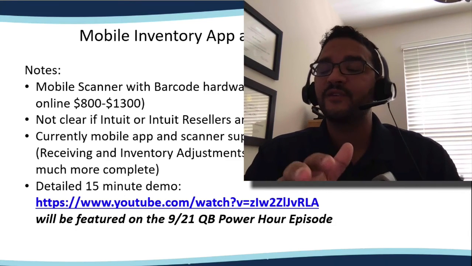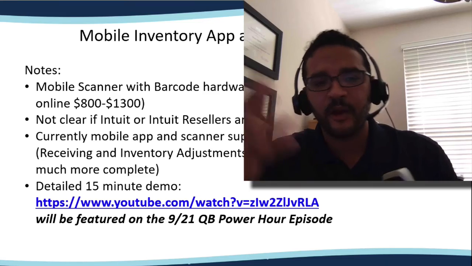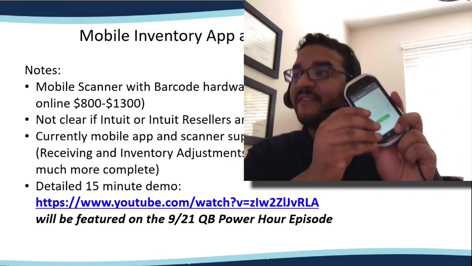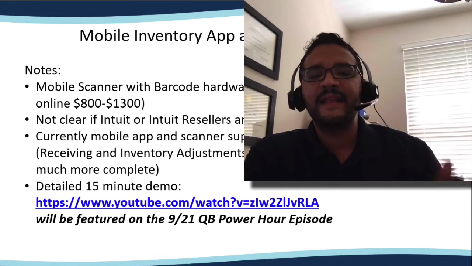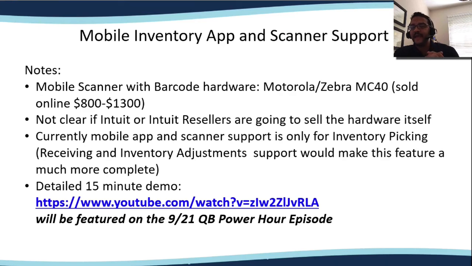You can use any Android device, which you can buy for a couple hundred dollars. But if you buy a specific device that I was showing you earlier, called the Motorola Zebra MC40, I've seen them online anywhere between $800 and $1,300. Now, I don't have any clarity around whether Intuit will sell this device as well, or if Intuit resellers are going to sell the hardware. That information is not available yet, so I'm not 100% sure.